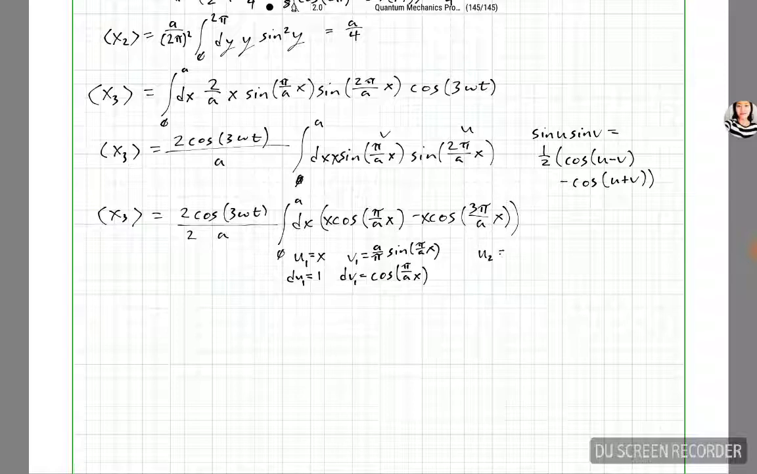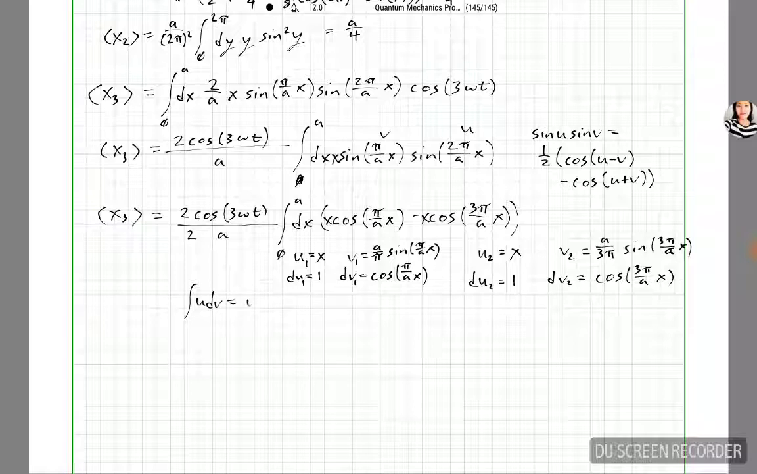And then u2 was x, du2 is 1, dv2 is cosine 3 pi over a x, and v2 is just the integral of that, so that's a over 3 pi sine 3 pi over a x. There we go. And this is using this guy, u dv equals u times v minus integral of v du.